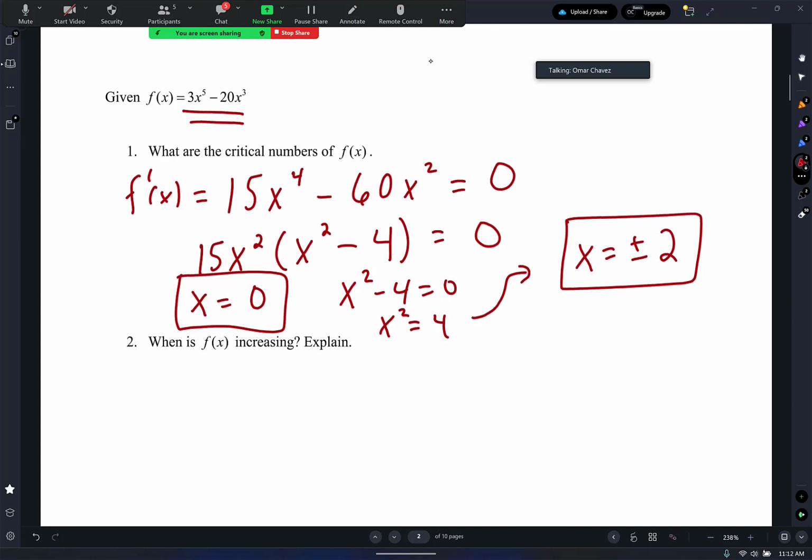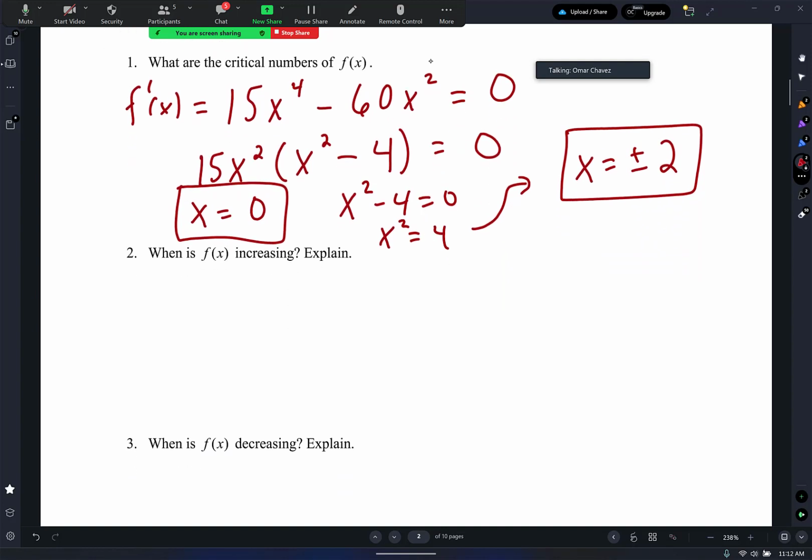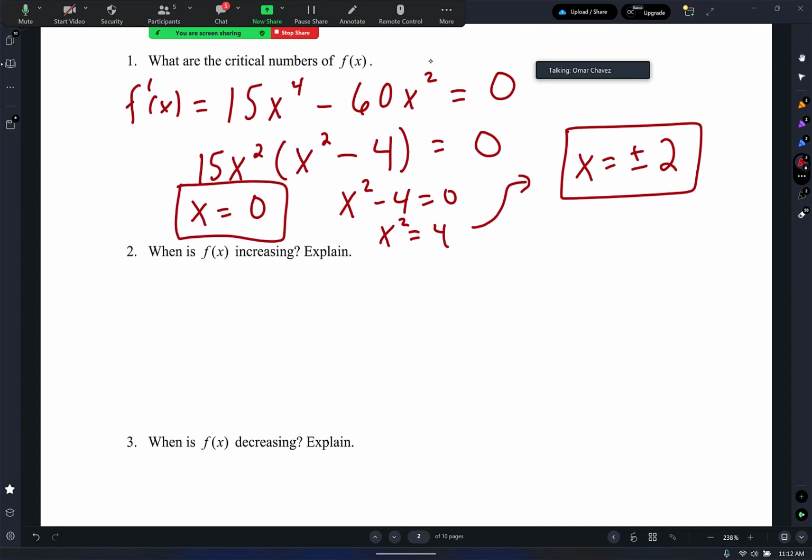All right, let's go on to the next one, guys. It says, when is f of x increasing? Well, f of x is going to increase whenever f prime is positive. So here's what I'm going to do. I'm going to do a number line. And I'm going to put -2, 0, and 2. And I'm going to label this as f prime.